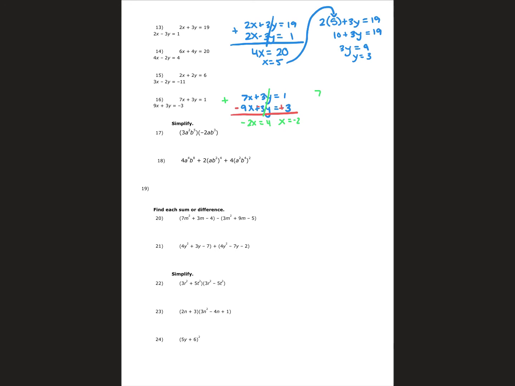Plug that into it, whichever equation you want to. I'll plug it into the first one, 7x plus 3y equals 1. Negative 14 plus 3y equals 1. Add 14 to both sides, so 3y is 15. Divide by 3, so y is 5.